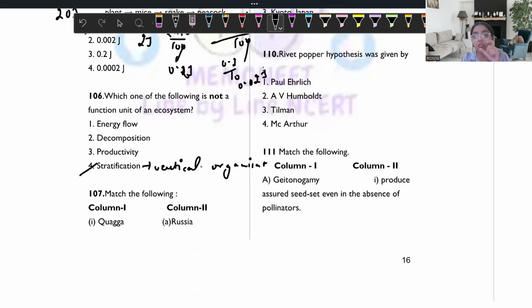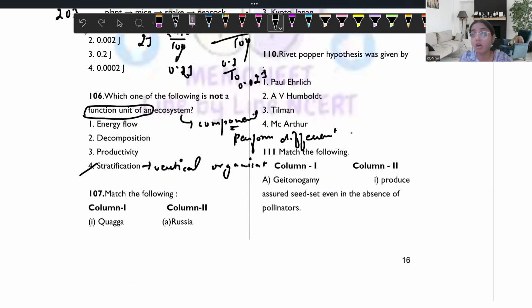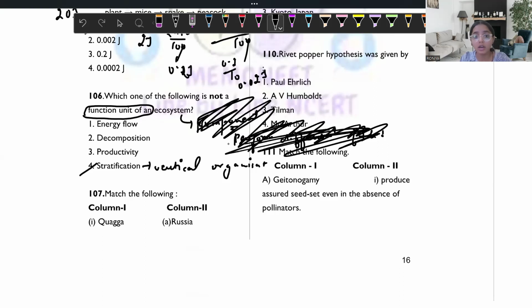Okay, it is not a functional unit of ecosystem. Functional unit of ecosystem refers to a component of ecosystem which performs different functions of that ecosystem. So a functional unit of ecosystem has to be a component of ecosystem which performs different functions of that ecosystem. And stratification is a process, is a term. It is not a functional unit of ecosystem. That is why option 4 is the correct answer.